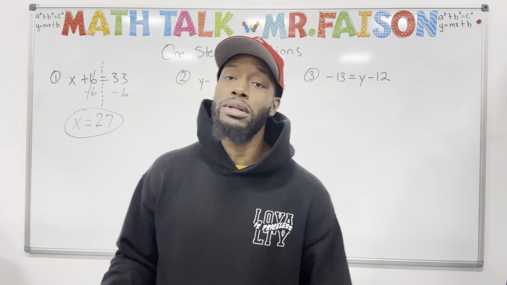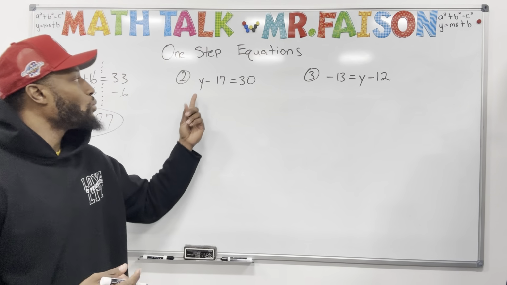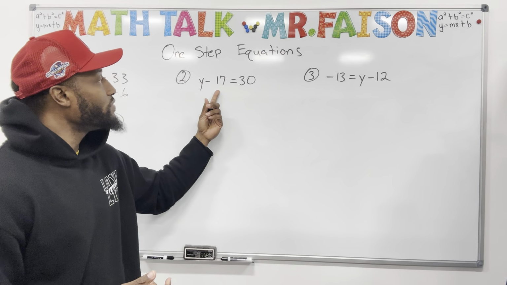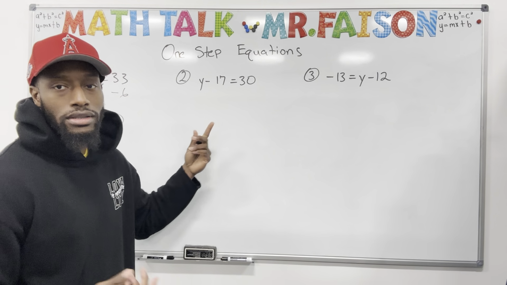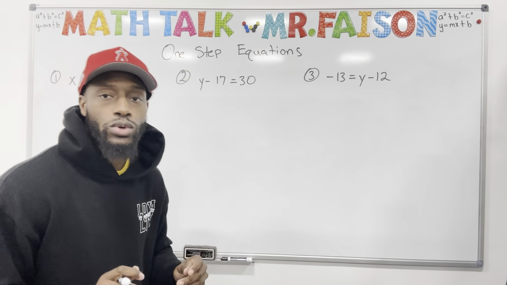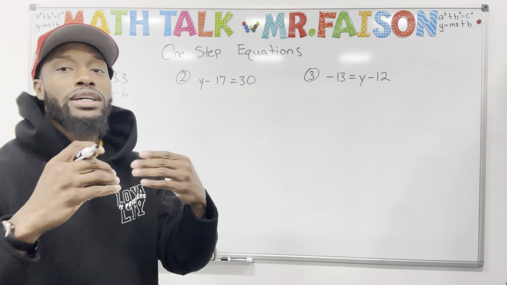Now, let's move over to problem number 2. What I'm looking at is, I have y minus 17 equals 30. Once again, the 17 doesn't want to be with the y. They don't want to be together. The 17 wants to be with the like term. They want to leave the y by itself. We want to solve for the y, so we want the y to be alone, right?